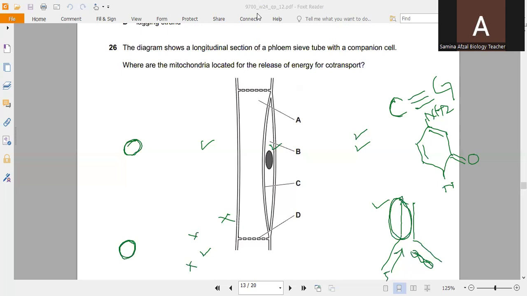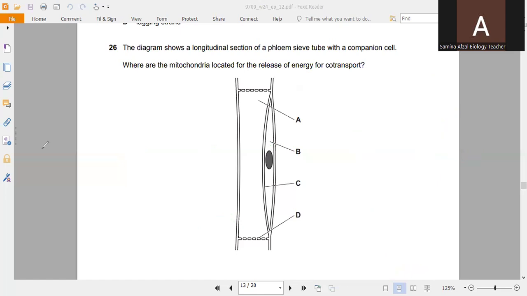Now we are moving towards the next question, and you can see over here the diagram shows a longitudinal section of a flowing sieve tube with a companion cell. This is the sieve tube element, and this is the companion cell.